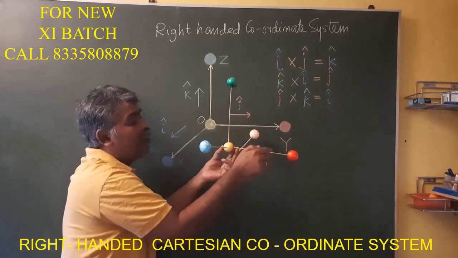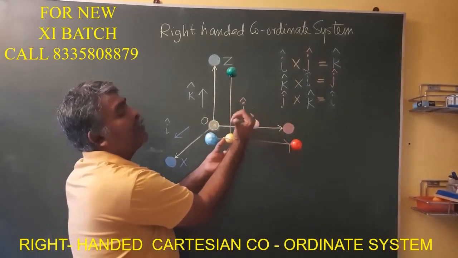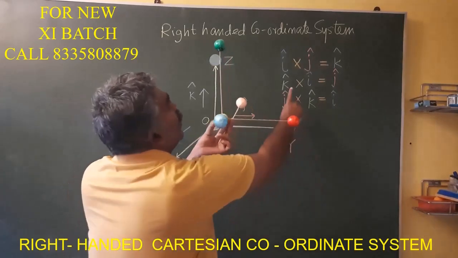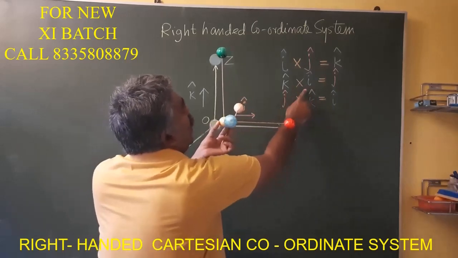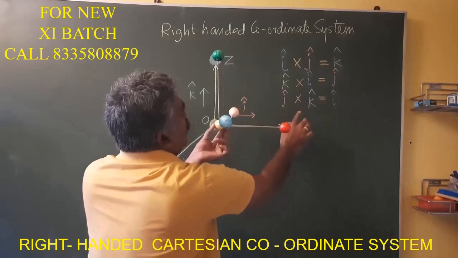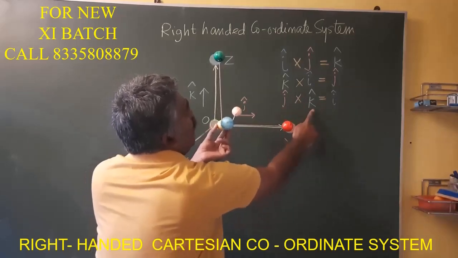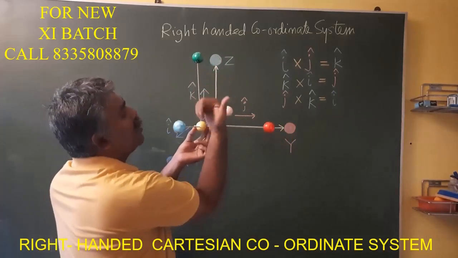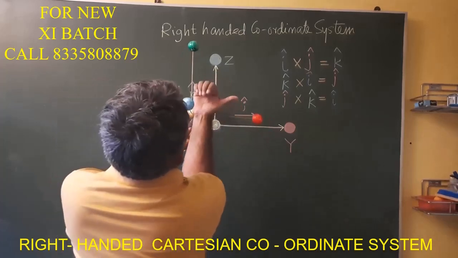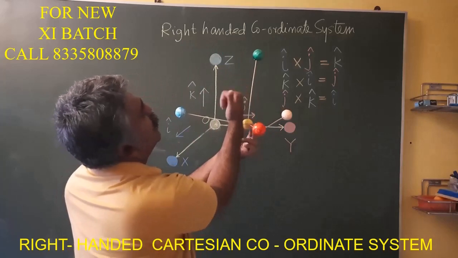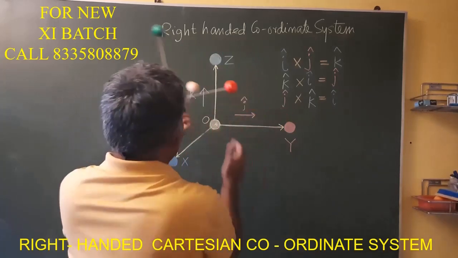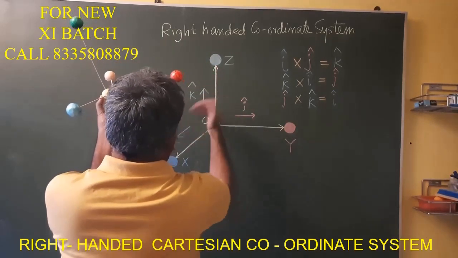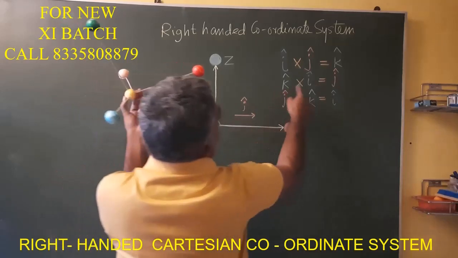Okay. Same here. When you go from Y to Z, you curl your fingers like this, your thumb will give X. See? This Y to Z means j cross k is i. Again here, when you go from green to blue, you should move like this. Let me show you. From green to blue, that means from Z to X, that means from k cap to i cap. So k cross i is j.